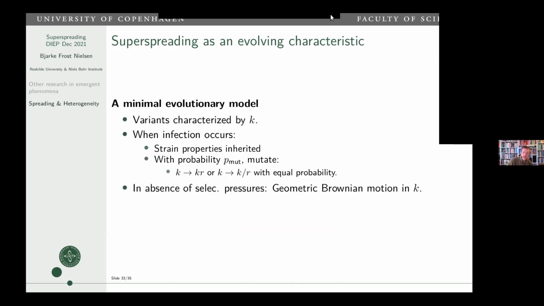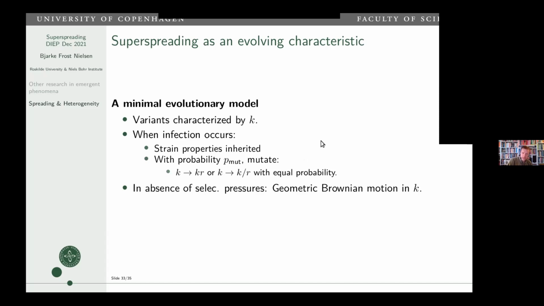But then let's imagine, very quickly, that we let the variant evolve freely, so to speak. This is a bit exaggerated, but imagine you have some disease, and every time it infects someone, there's a chance that it will mutate. In this case, I assume it mutates in its degree of overdispersion, or super spreading tendency, with some probability. And I assume that's a geometric Brownian motion that's completely unbiased. So either you go a little bit up by some factor or you go down by some factor.